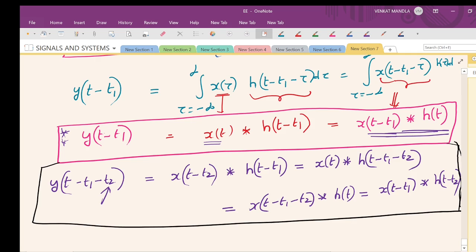I think there is no confusion here. If you want to delay by t1 plus t2, you can delay both t1 and t2 in one signal and put the other signal as it is, or you can delay t1 in one signal and t2 in the other signal.